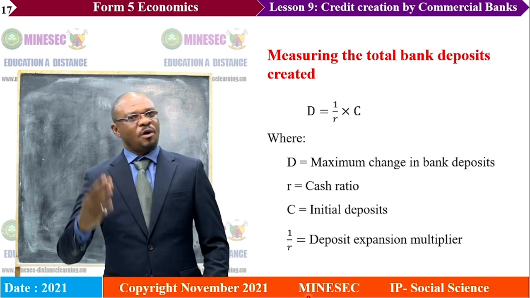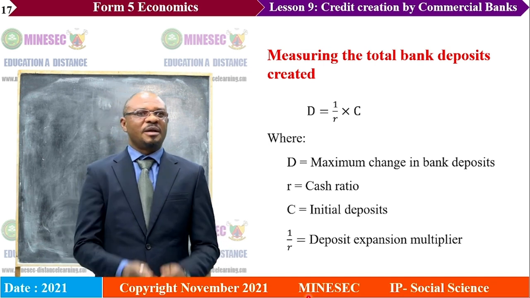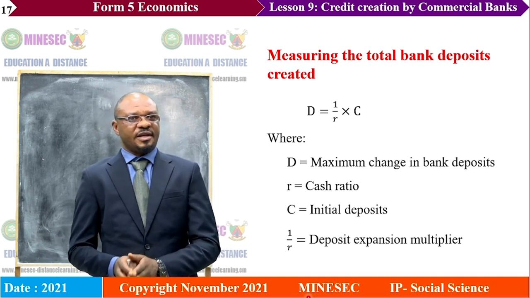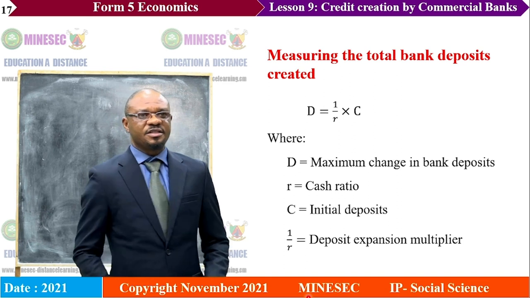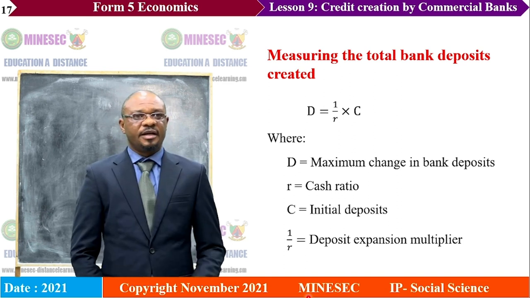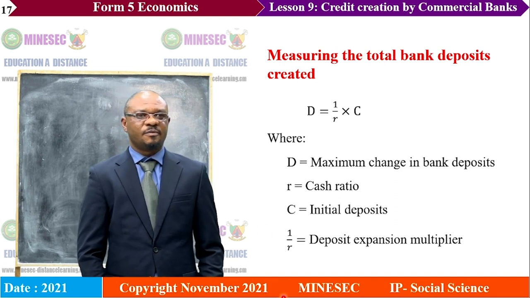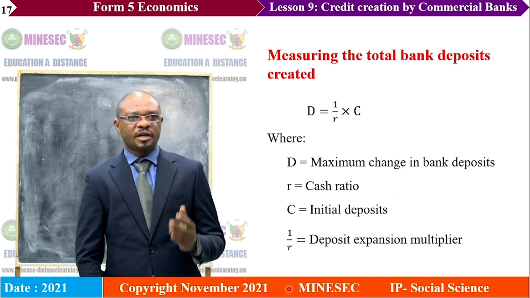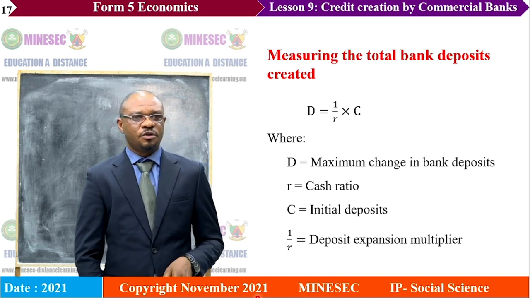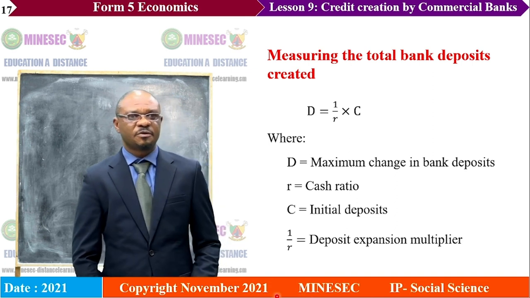So if that process will go on and on, what will be the maximum amount of bank deposits that will be created? It's represented by Z. R is the cash ratio. Remember, cash ratio is the minimum percentage of total deposit that the bank must hold as cash, so as to meet any demand for cash by depositors.